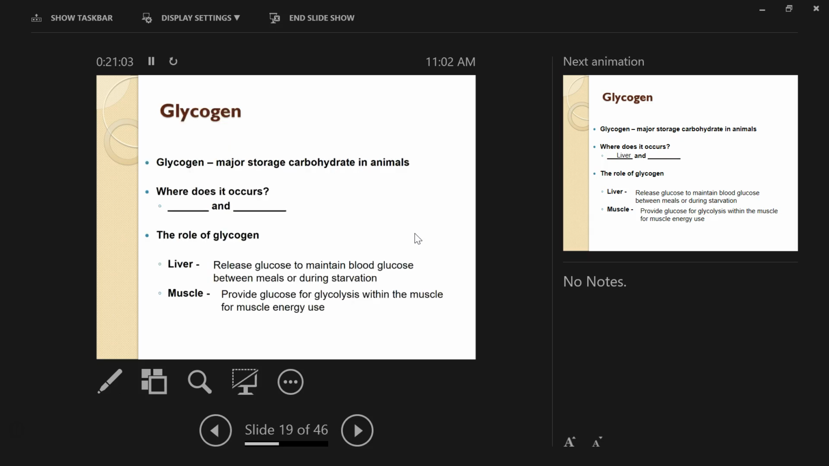So glycogen is the major storage carbohydrate in animals, and starch is a storage carbohydrate in plants, right? So where does it occur? You already know, right? Which tissues store glycogen? Liver and muscle, right?